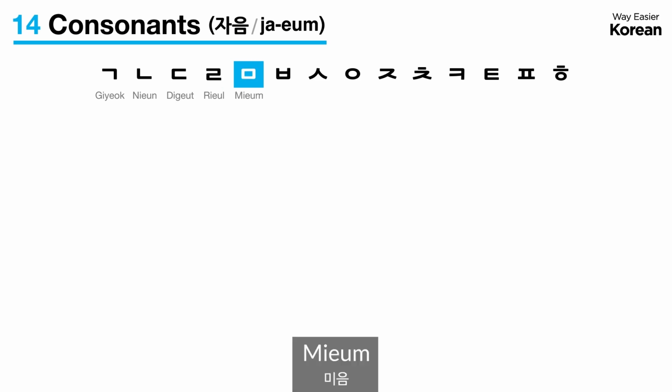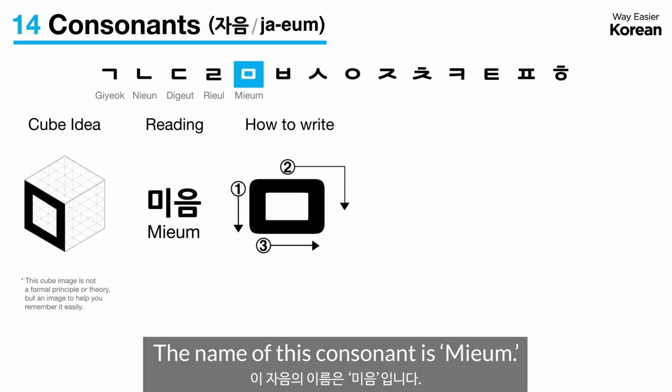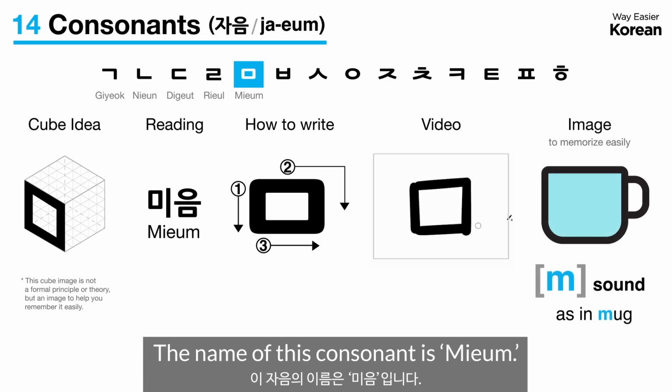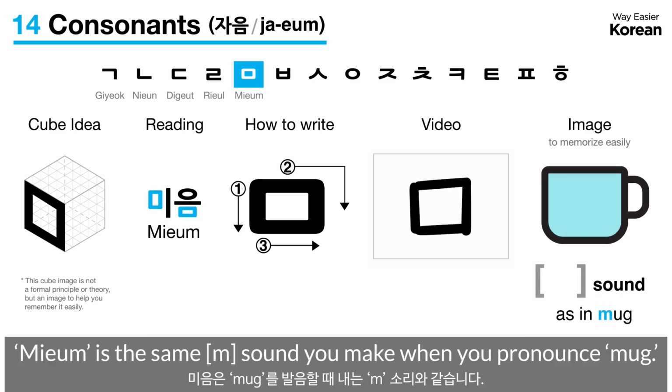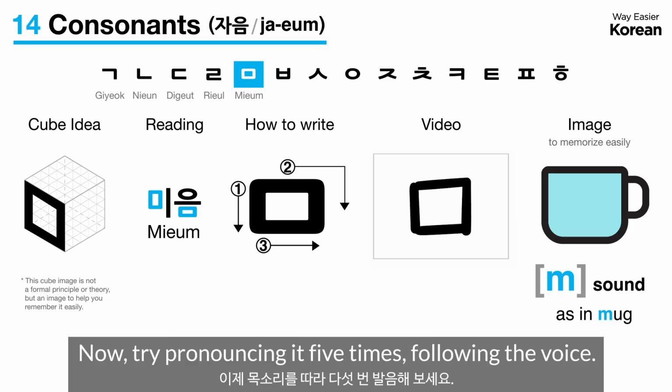미음. The name of this consonant is mieum. Mieum is the same M sound you make when you pronounce mug. Now, try pronouncing it 5 times, following the voice.